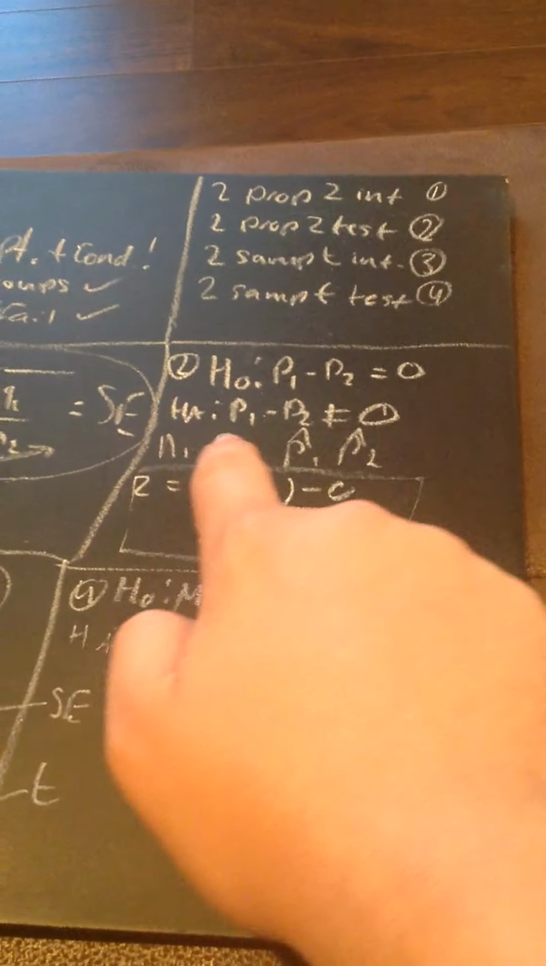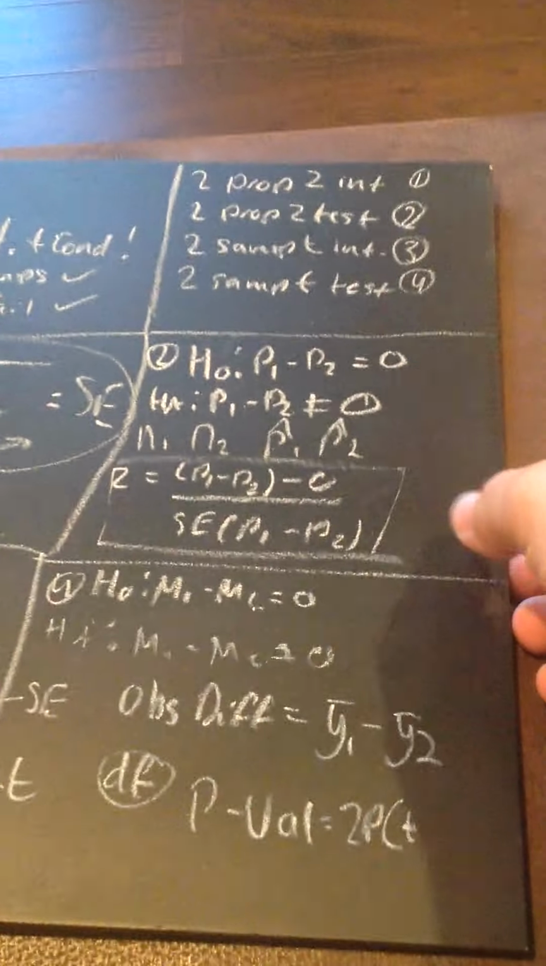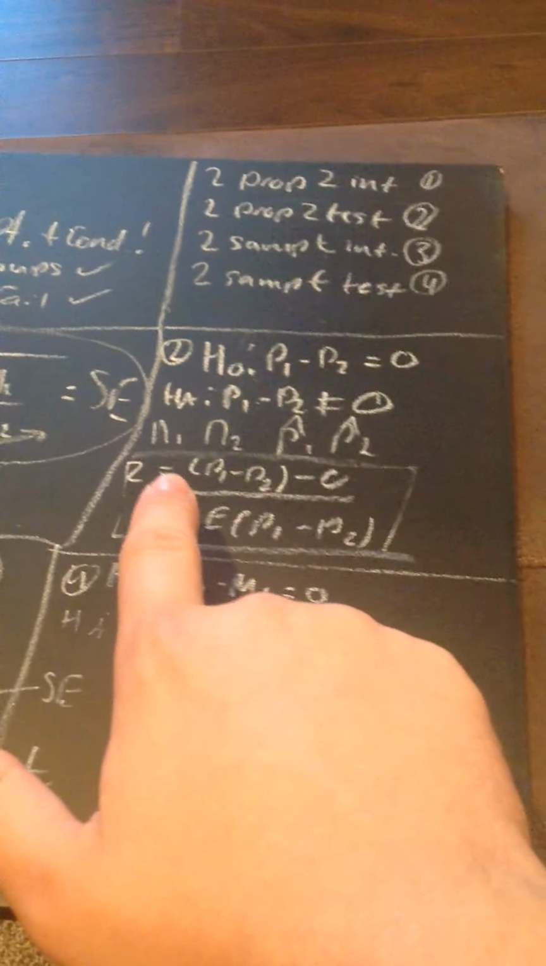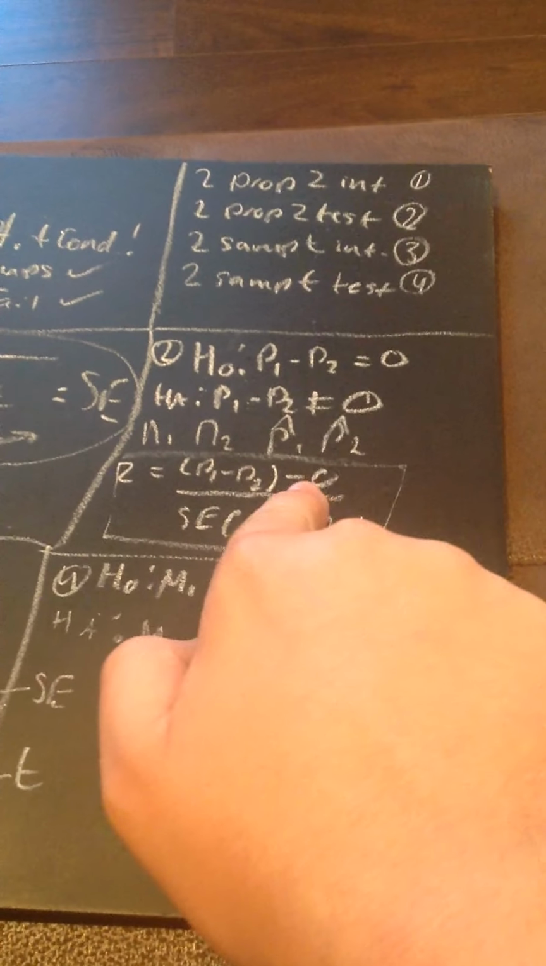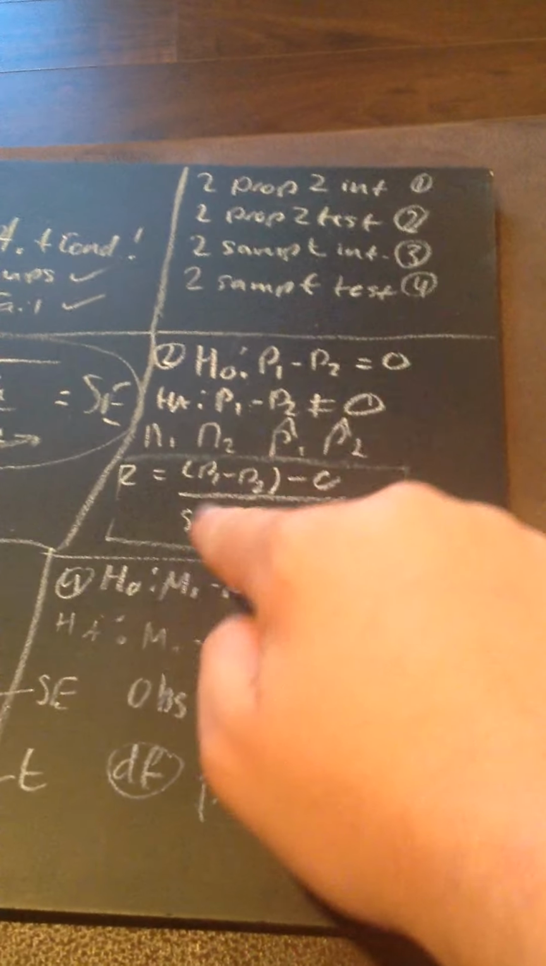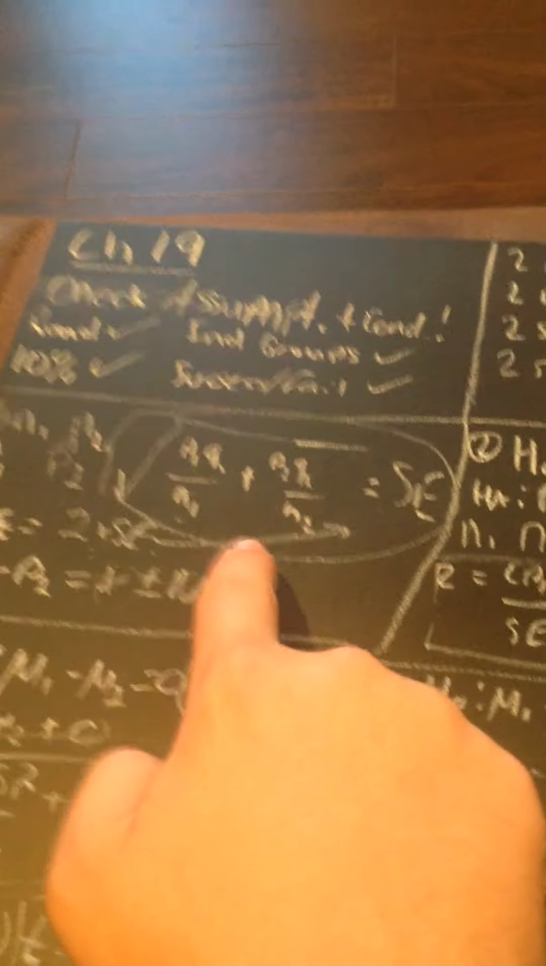You're going to be given some N1, N2, P hat 1, P hat 2. And to find the z-score, you're going to do this formula here, which is going to be P1 minus P2 minus 0 over the standard error of this stuff. Standard error is right here. You use this formula and just plug it into this one. Not too complicated, just a lot of work.